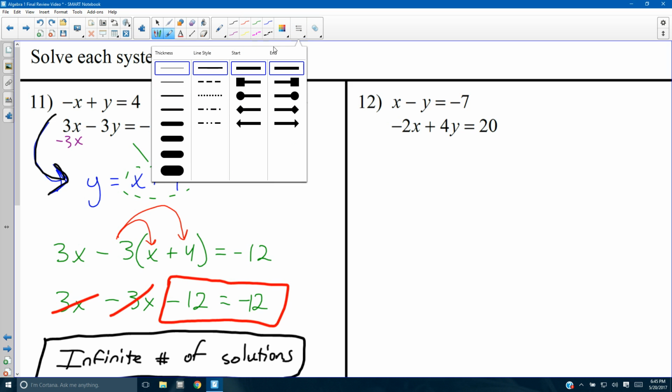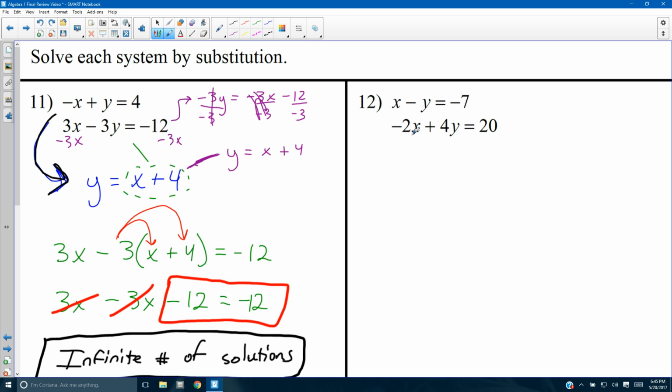Okay, second problem right here, solve again by substitution. Let's do the same concept as I talked about before. Pick a variable that you would like to get by itself, get isolated, so you can play that substitution game. Well, one that you actually probably wouldn't want to do is get this y by itself. I'll show you. Let's say I did get it by itself.